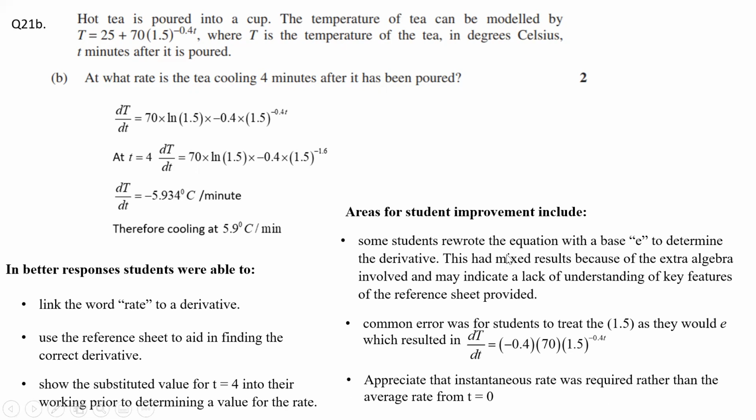That first dot point up the top here, I better clarify that some students were using an equation with a base e. They were trying to change the equation so it had a base e so they could use a derivative, which obviously made problems. Some students got it right, but it made a lot of extra algebra for them, and it shows a lack of understanding that there are some key features in the reference sheet that help them out. So that's that first dot point, and the others we've just talked about. That one was treating it as a base e.